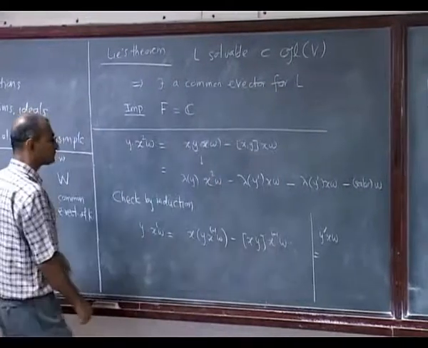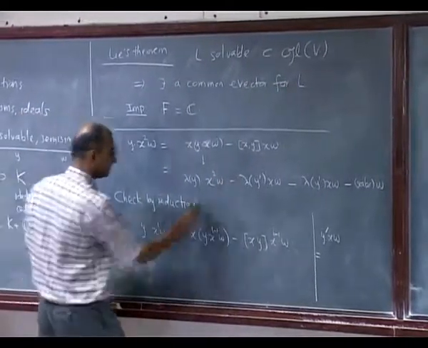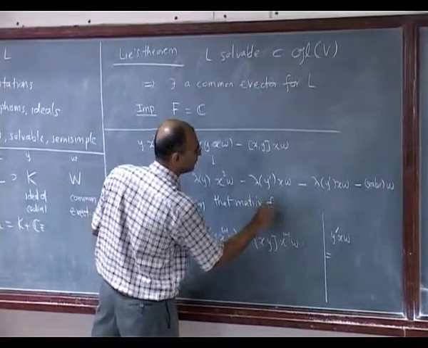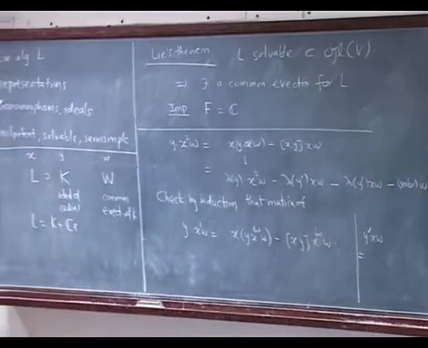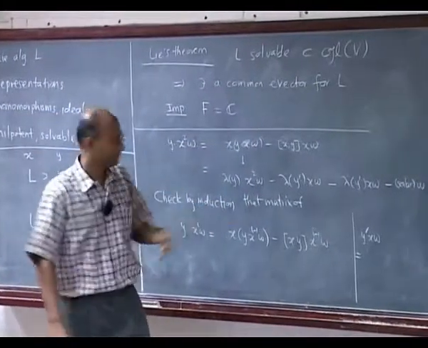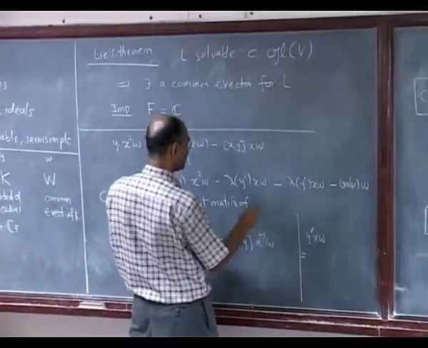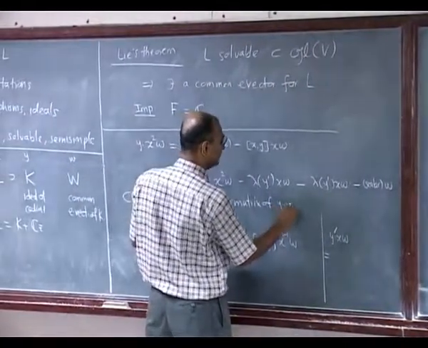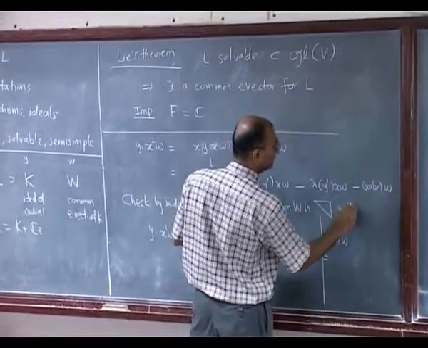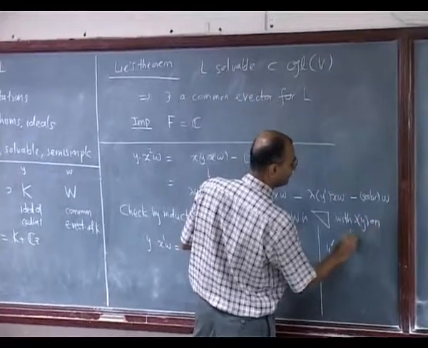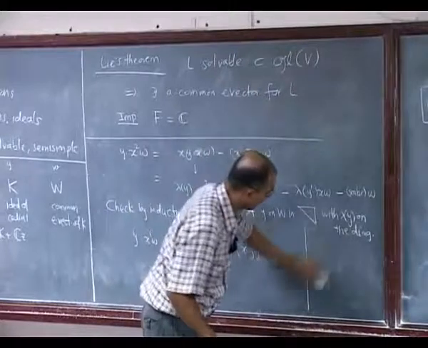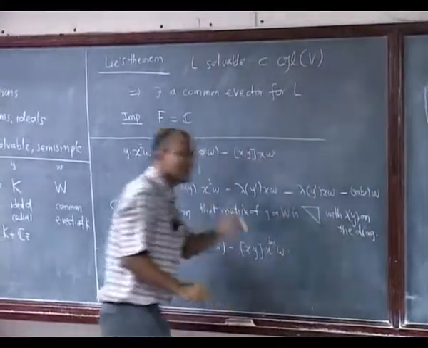Okay. So in fact check by induction that matrix, and when I reach up to n there will be nothing, you see, because a term will just die. Check that the matrix of y on Wn is upper triangular with lambda y on the diagonal. This finishes the proof. Why?